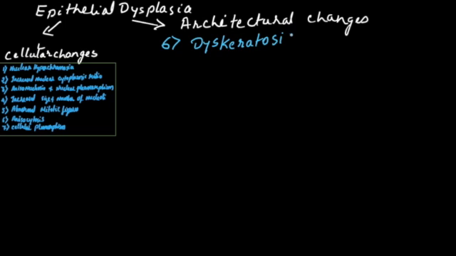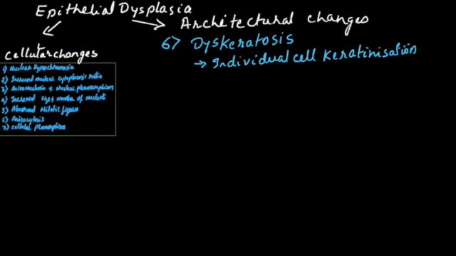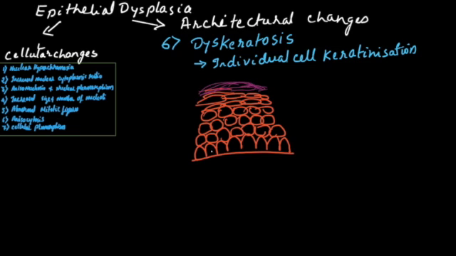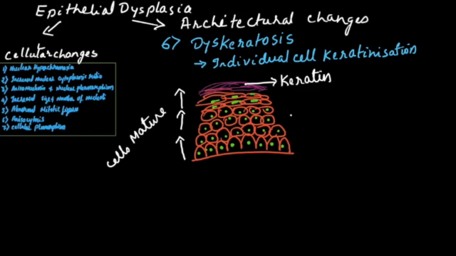Sixth architectural change is dyskeratosis, also known as individual cell keratinization. Generally the epithelium matures and moves into upper layers from the basal cell layer. So here we have the basal cell layer, the spinous layer, stratum granulosum and corneum in keratinizing epithelium. So the basal will turn into spinous layer here, and spinous will mature into the stratum granulosum, and from there it will turn into keratin layer. But this is the healthy process.